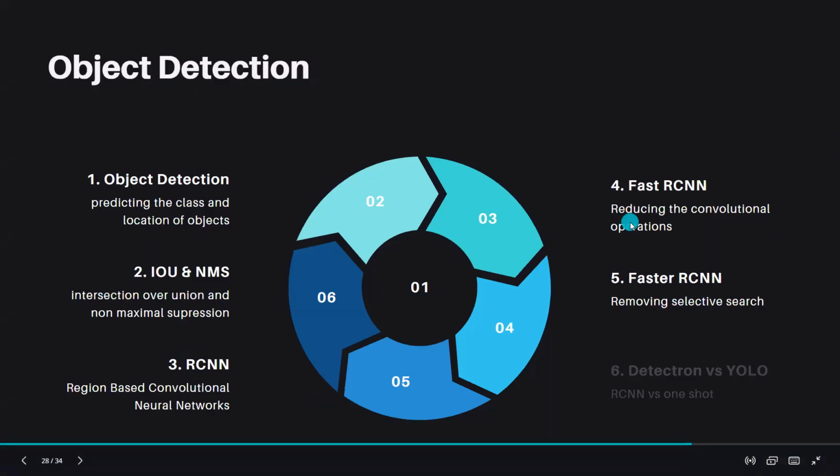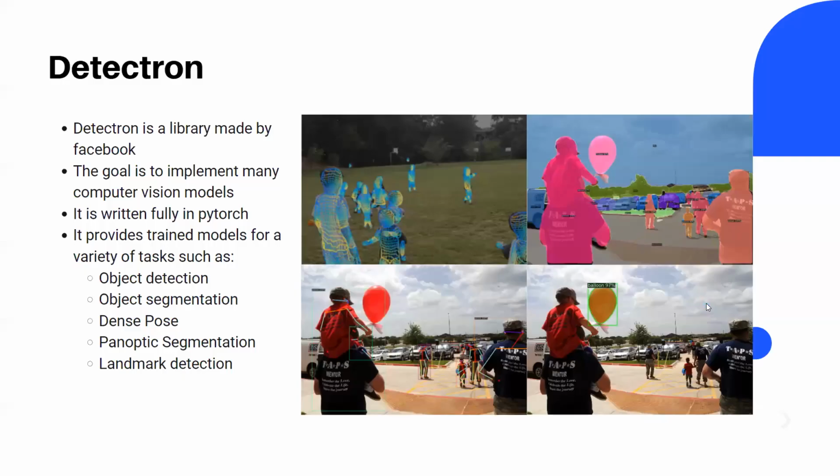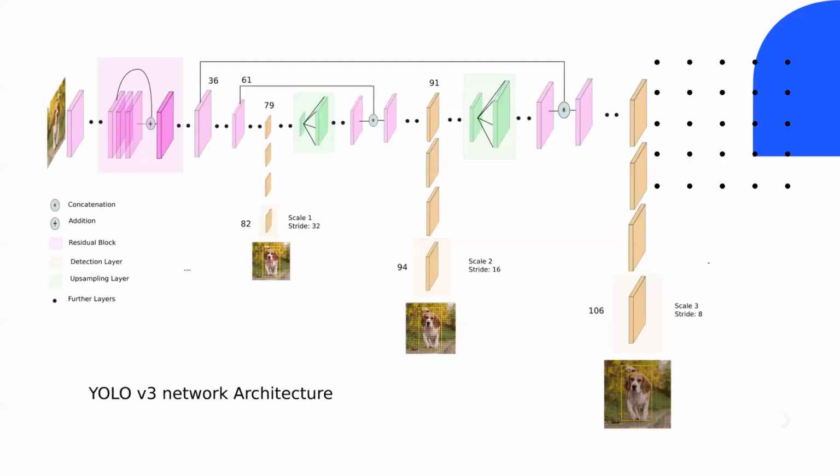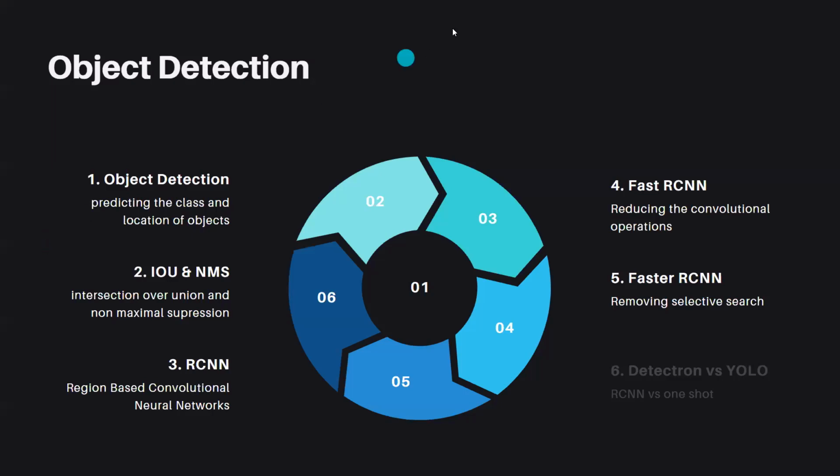So far, what we have seen is the following. We have seen object detection. We have seen intersection over union, non-maximum suppression, RCNNs, Fast RCNNs, and Faster RCNNs. We could go through this, but I really don't think we have enough time. I think we could stop and finish this lecture another time.